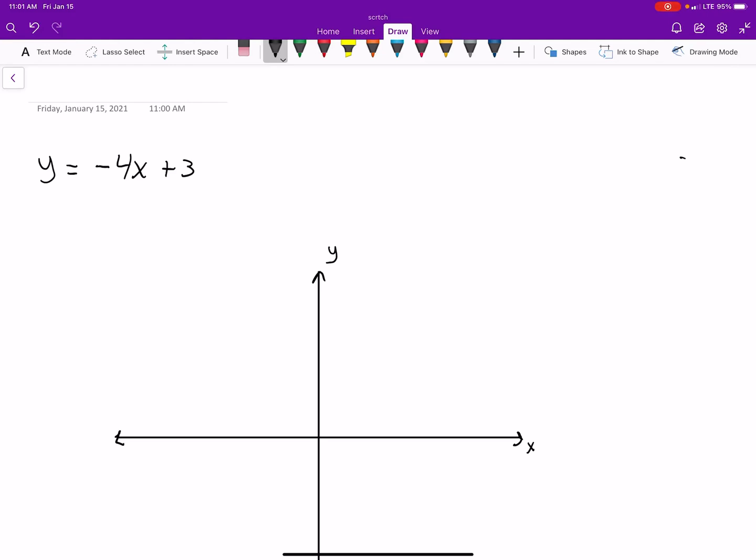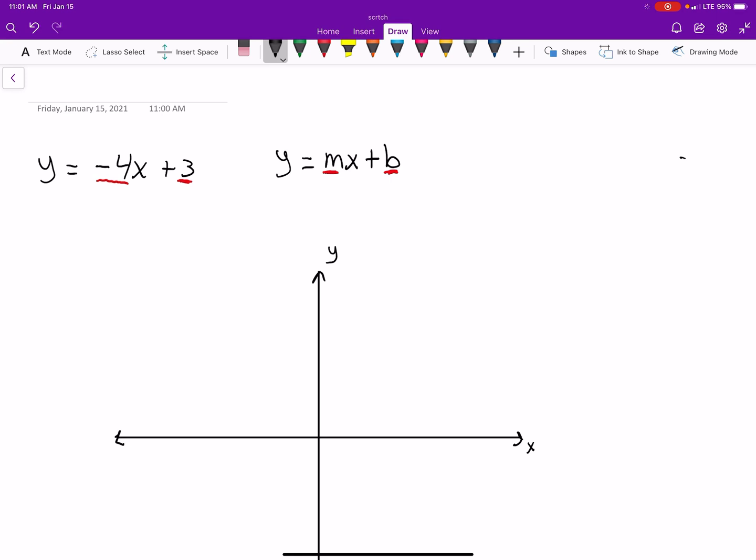All right, so somebody asked me a question about being able to graph this line, y equals negative 4x plus 3. And the first thing to notice is that this equation is in the form y equals mx plus b. So, for example, this negative 4 is taking the place of m, and this 3 is taking the place of b. And x is just x, it's a variable.